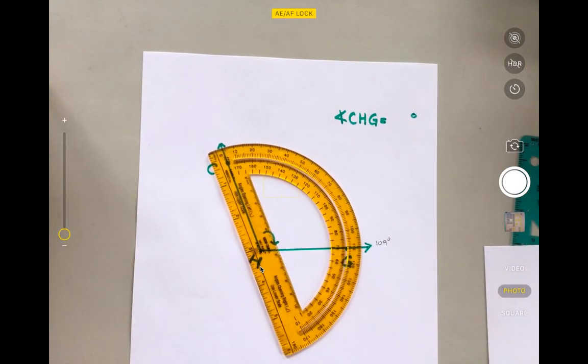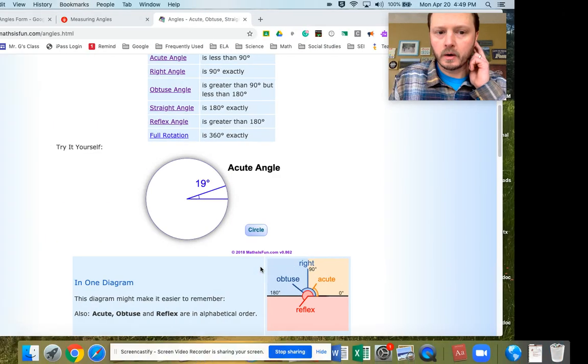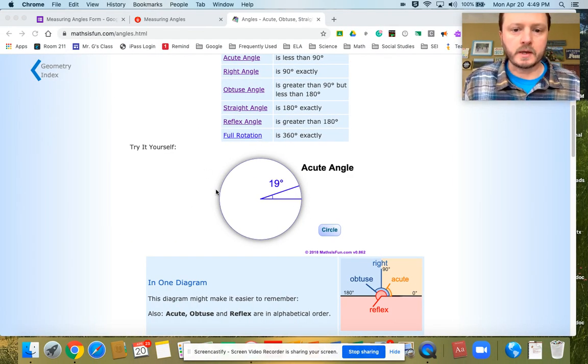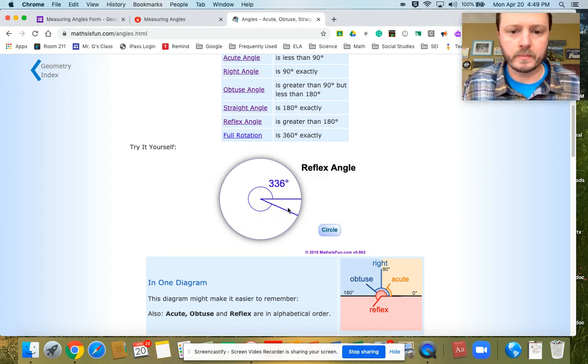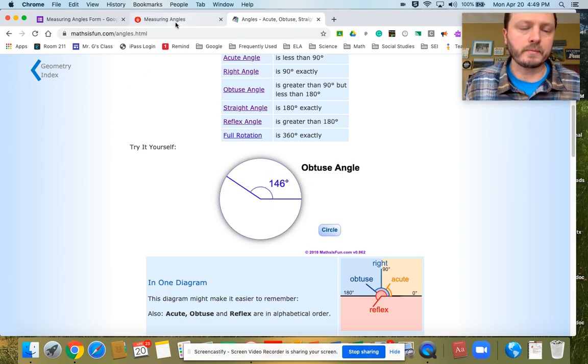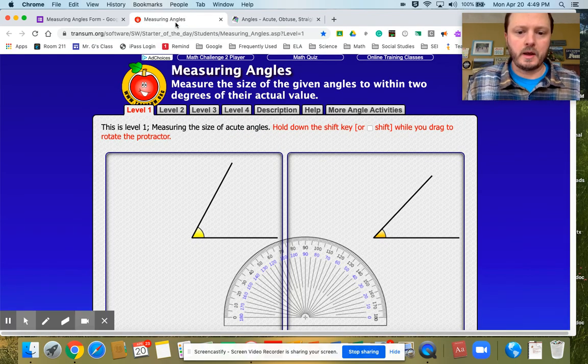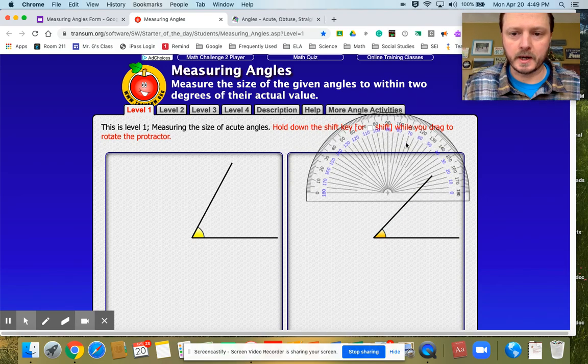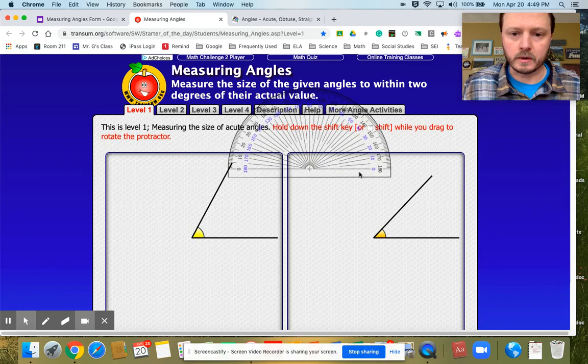Okay, so yes, we can also use this cool little tool that I will be sharing with you as well to see the different types of angles and how big they are and how it works. Isn't that neat? So I'll share this link with you as part of our assignment. But the work you're going to be doing is actually going to be in this page. And it has a virtual protractor. And you can see that I can move it around.